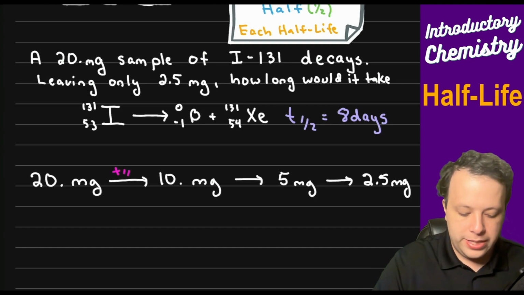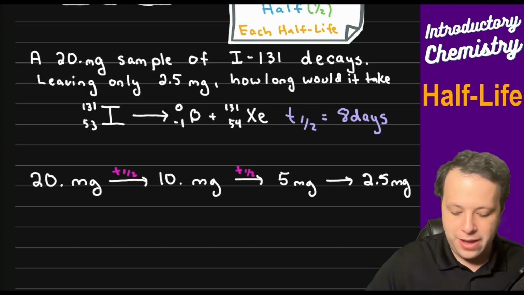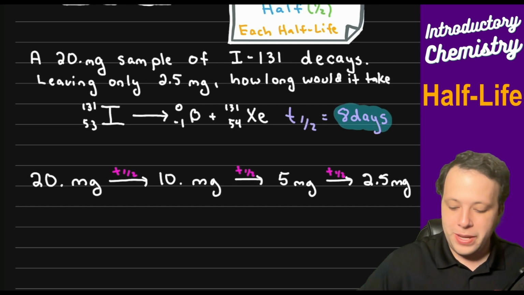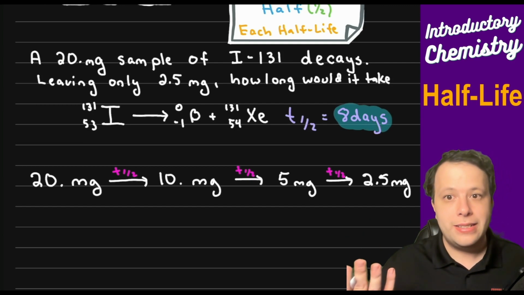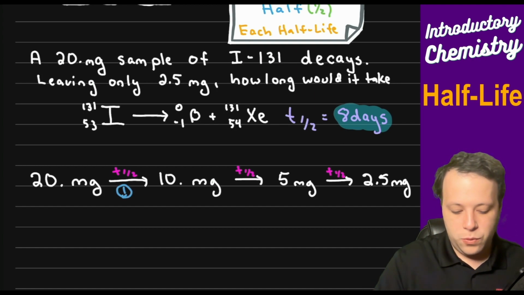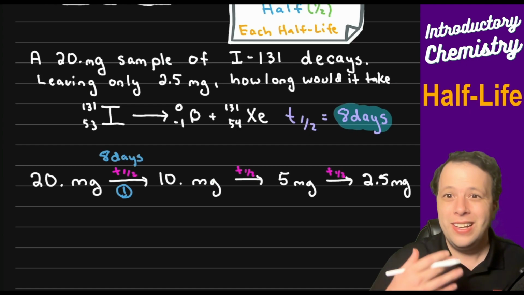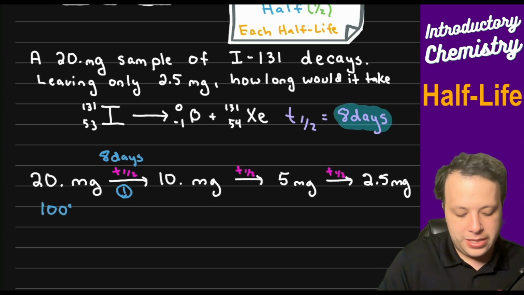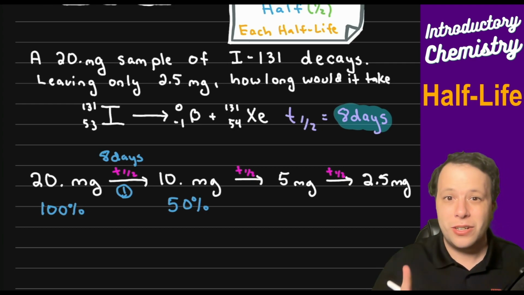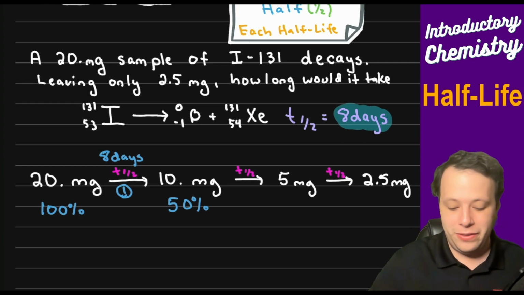Every single one of these arrows represents a half-life, so a certain amount of time is passing. In this particular problem, a half-life is equal to 8 days. After the first half-life, which was exactly 8 days, it went from 100% of our sample and decayed down to 50% across the course of one single half-life.